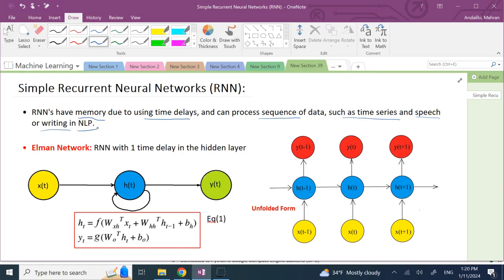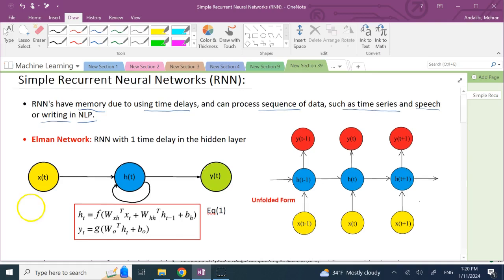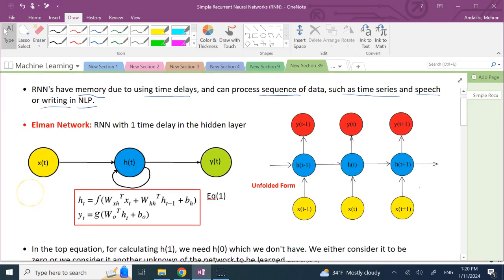So here, as I said, we're going to work with a simple recurrent neural network, the ones that only have a single delay, and it just goes from the hidden layer back to itself. The simple one is called the Elman network. Sorry, it has only one time delay, in the hidden layer only. If you look at the network, it looks like this: you have input, you have output, and you have the hidden layer or state.